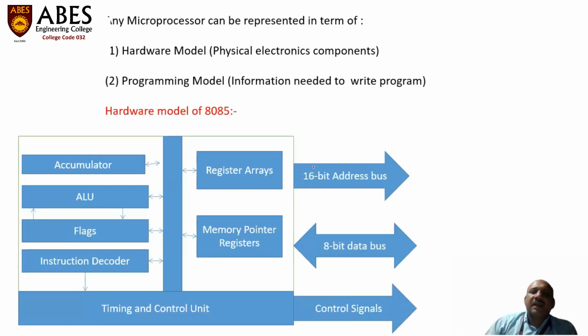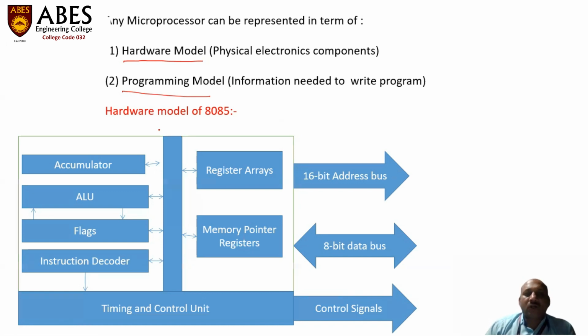Any microprocessor can be represented by two models. One is called the hardware model, another is called the programming model. Hardware model means how many components it may have, and we must know these components before working with the microprocessor. And in the programming model, we must know the various things within the processor which are required to program the processor.